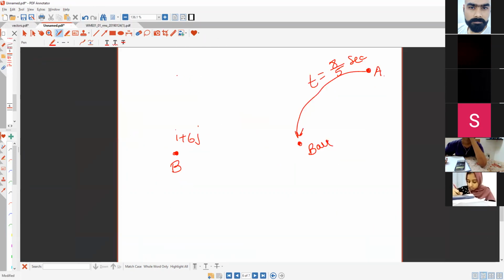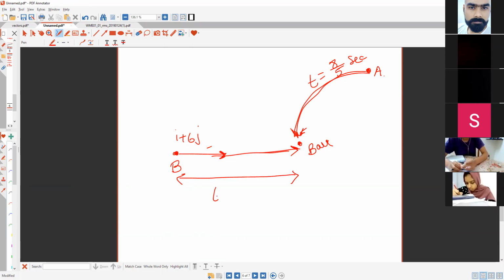The boy also starts running the moment the ball was kicked. When he starts running, the ball takes 8/5 seconds to reach here. Exactly the same time, the boy also reaches there. So he's traveling this distance over here in 8/5 seconds. Did you guys understand that part or not? Okay then.